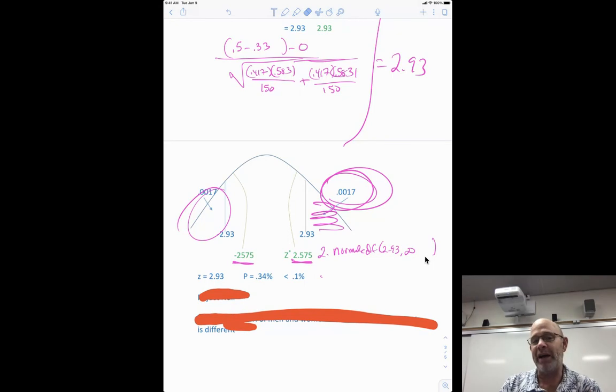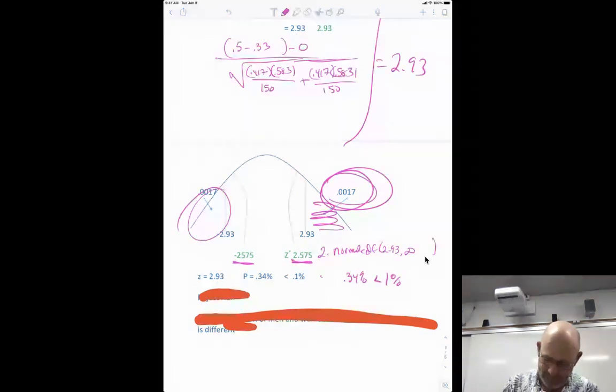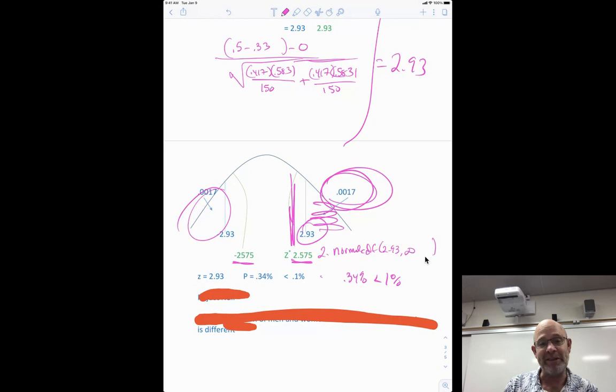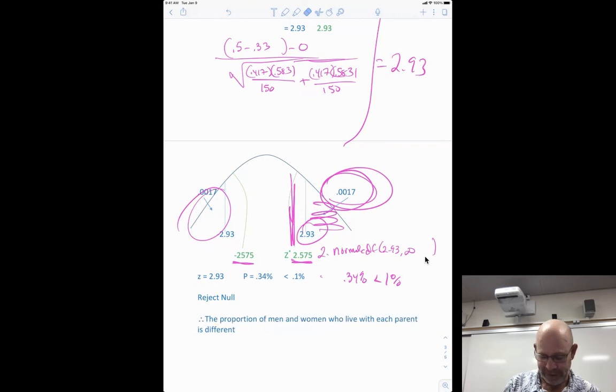My critical value, or my alpha, was 1%, right? 0.34% is less than 1%. My number is out here past the 2.575. I'm in the critical region, or the rejection region. Okay, so I'm going to reject the null hypothesis, which means I'm going to say there is evidence that the proportion of men and women who live with a parent is different. If I didn't reject the null hypothesis, then I would say there is no evidence that the proportion of men and women who live with a parent is different.